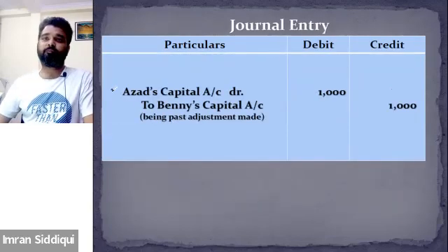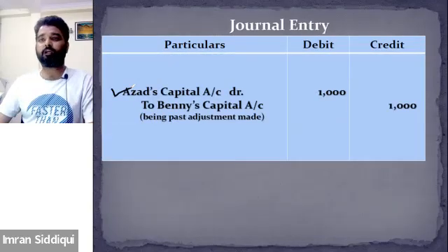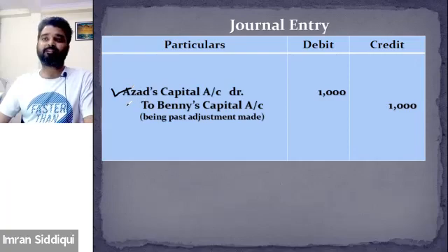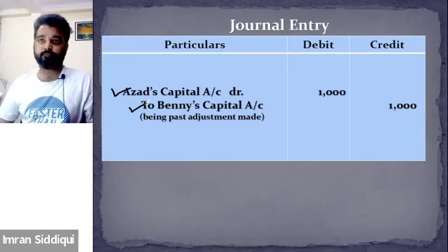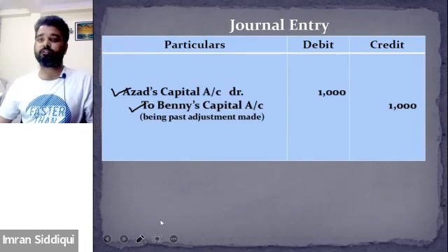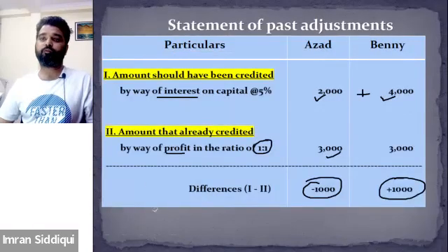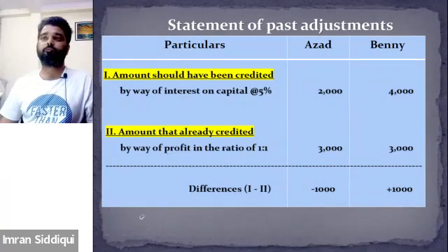Azad's capital account will be deducted by 1,000. That means Azad's capital account will be debited. And Benny's capital account will be increased by 1,000. That means to Benny's capital account credited. Is this clear, everyone? Yes, sir. Everyone else, is this clear? Do I need to explain anything again? Just tell me if anyone wants me to explain the entire thing again. Anyone?